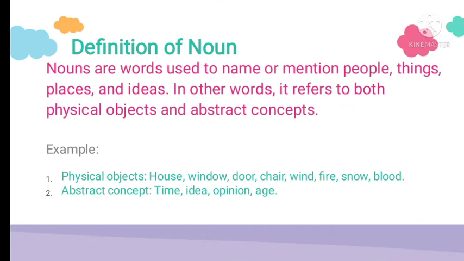The first, I will explain about the definition of noun. Nouns are words used to name or mention people, things, places, and ideas. In other words, it refers to both physical objects and abstract concepts. Nouns can be explained by the following words. For example, physical objects are house, window, door, chair, wind, fire, snow, and blood. And for example, abstract concepts are time, idea, opinion, and age.